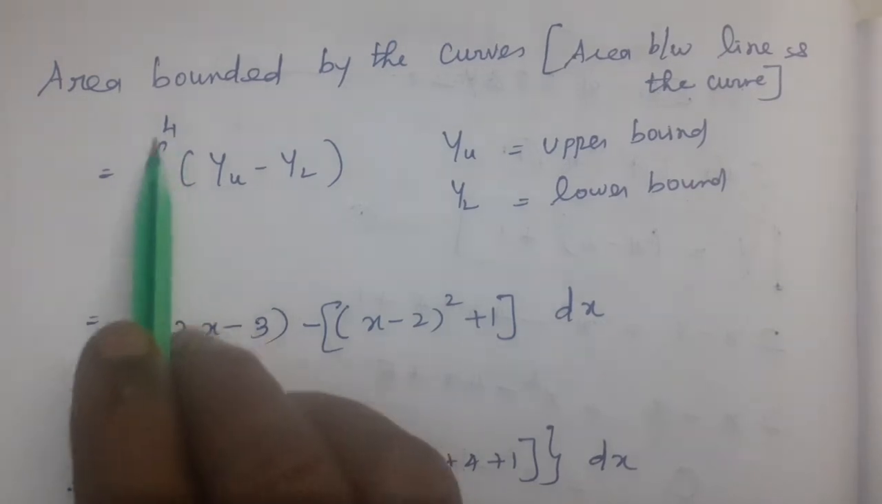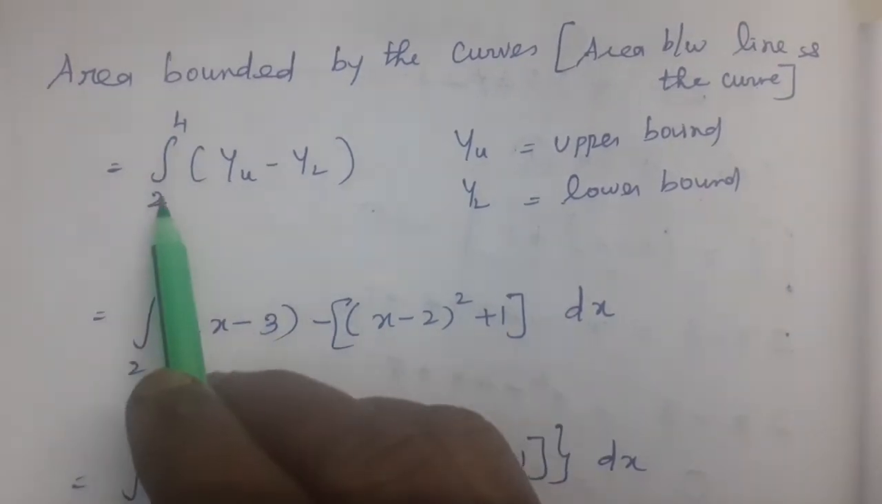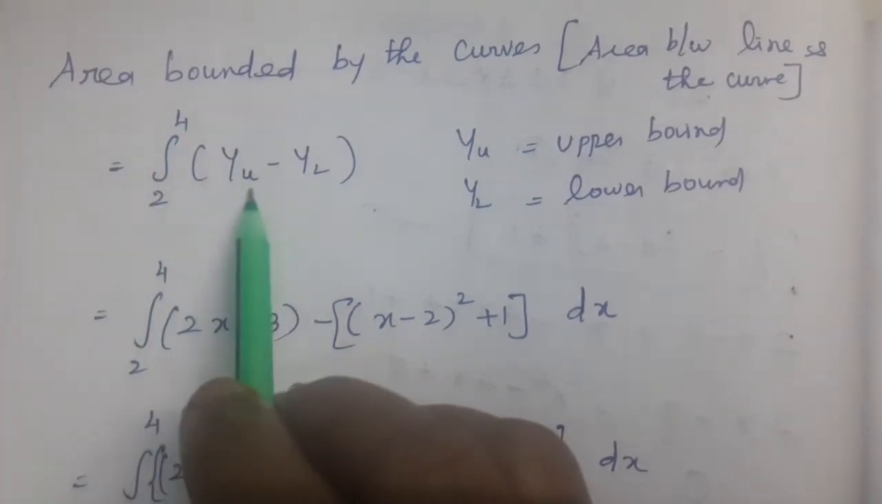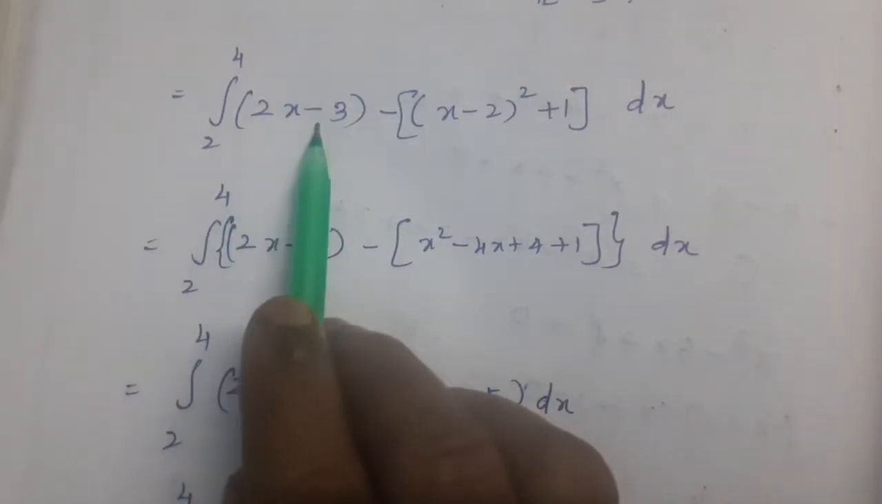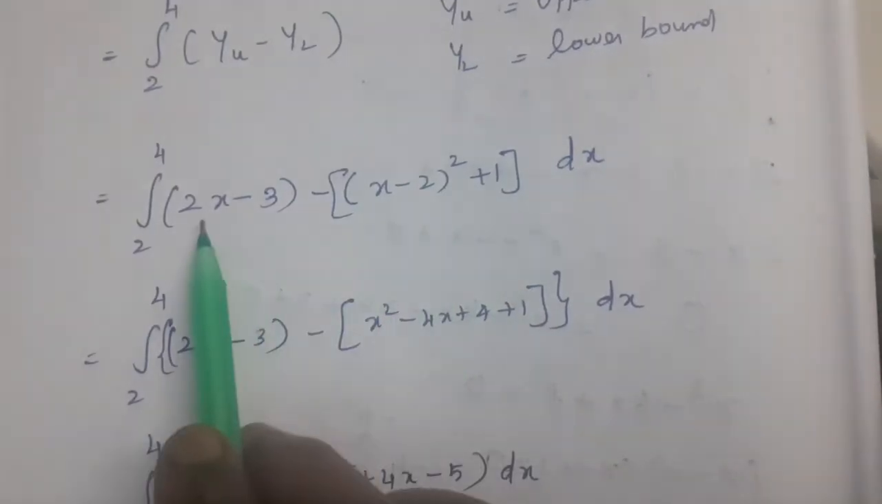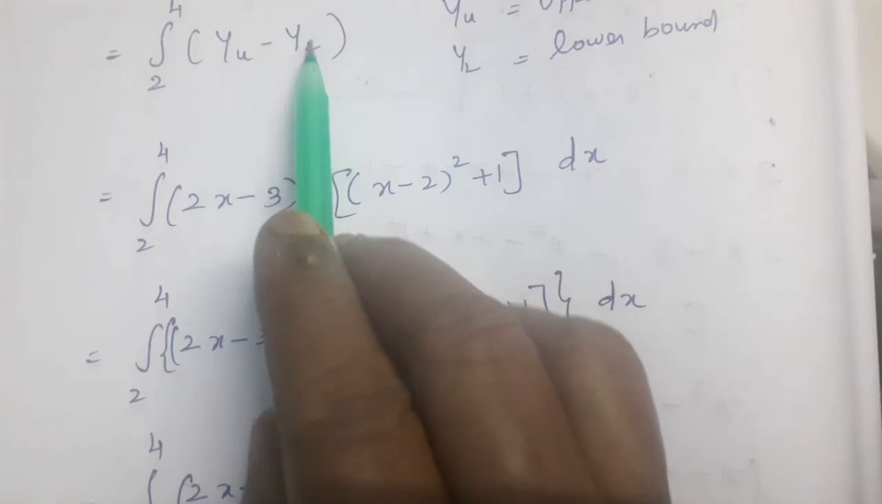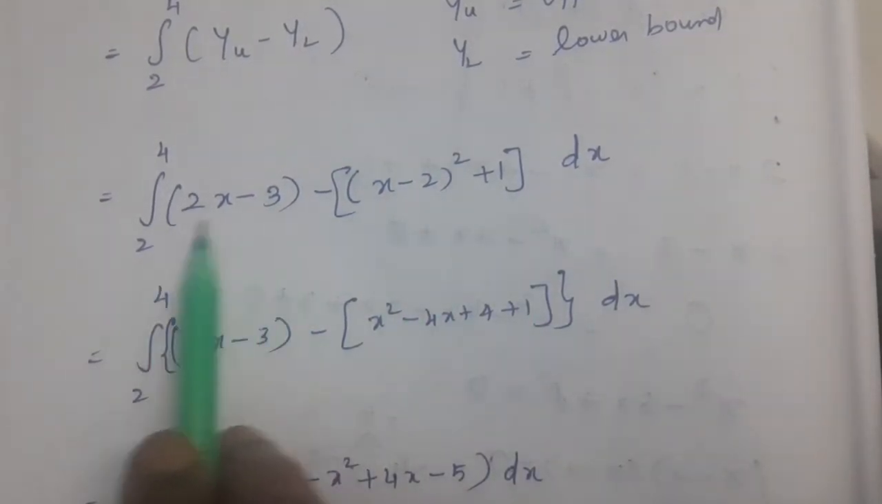So what is that limit? 2 to 4, from the diagram. The bounded region is 2 to 4. See the y-axis: upper limit minus lower limit. The upper is the straight line equation 2x minus 3, minus the lower, the equation of the curve. The curve equation is given in the book itself, so we are going to find the straight line, which is nothing but the slope.